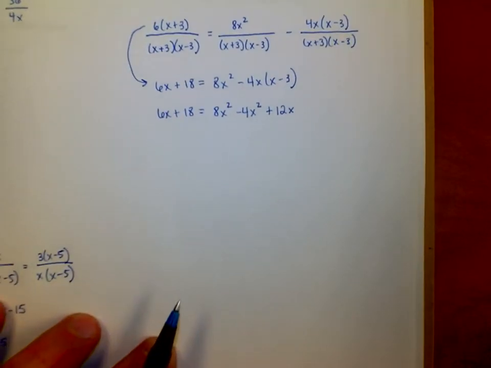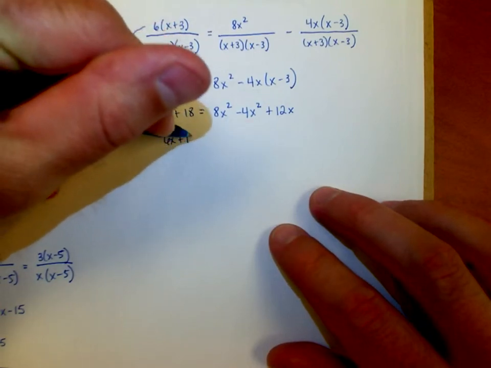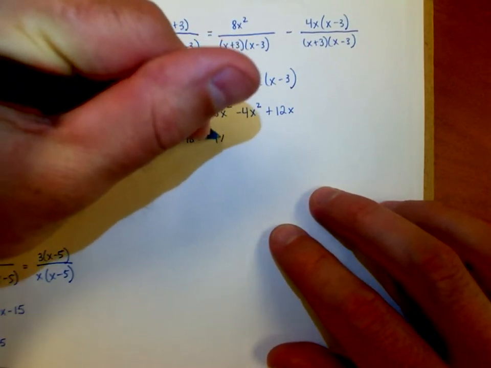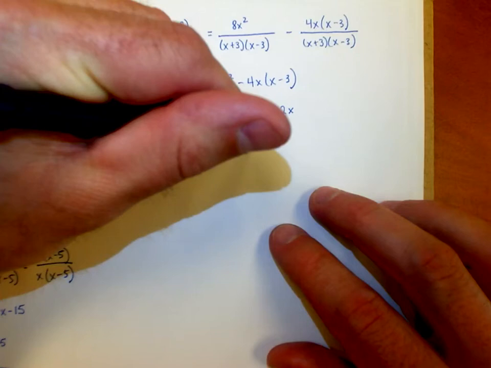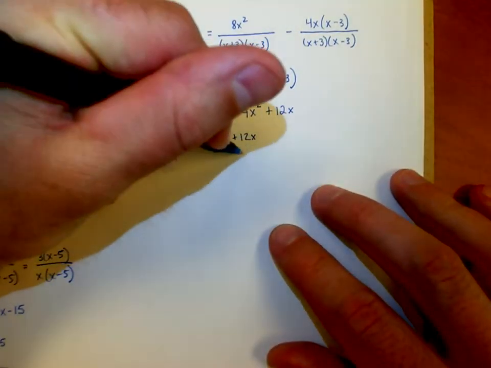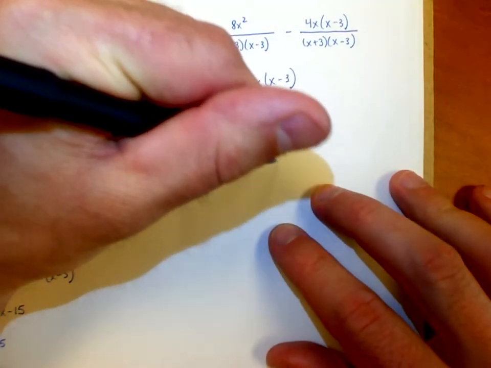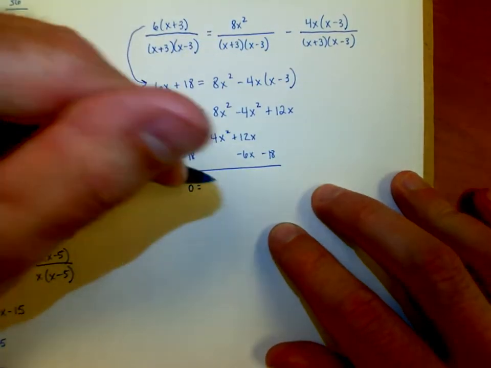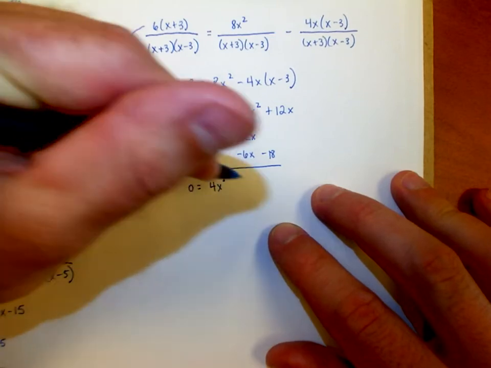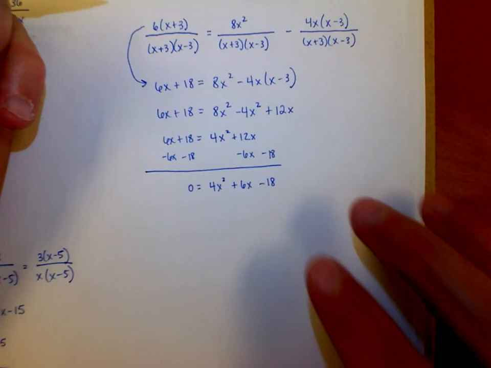So this is correct. I just want you to be careful about your positives and negatives. All right, let's combine like terms. Let's get everything on the same side. So I have 6x plus 18 on the left. It looks like I have 4x squared plus 12x on the right. Let's subtract the 6x from both sides. Let's also subtract the 18 from both sides, because now that's setting it equal to 0, and we're going to solve it like a parabola problem. I get 4x squared plus 6x minus 18.